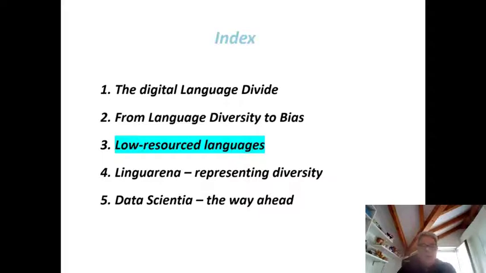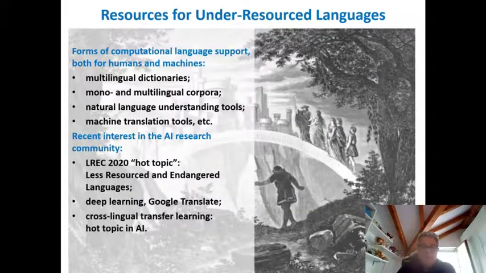So a low resource language is a language for which some of the elements which are needed to use a language on the web are not present. And this is what I'm going to now talk about briefly, the issues which come with this problem. So first of all, there are many ways in which a language can be under-resourced, because there are many objects needed to make a language fully exploitable on the web, which go from multilingual dictionaries, corpora of data and language sentences, NLP tools, machine translation tools, and so on and so forth.